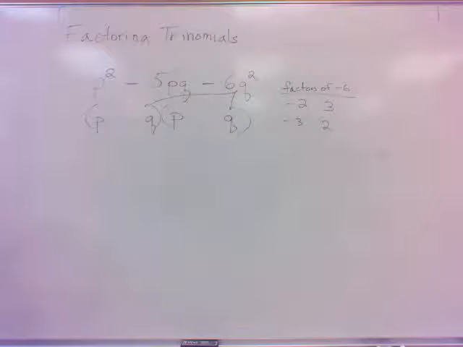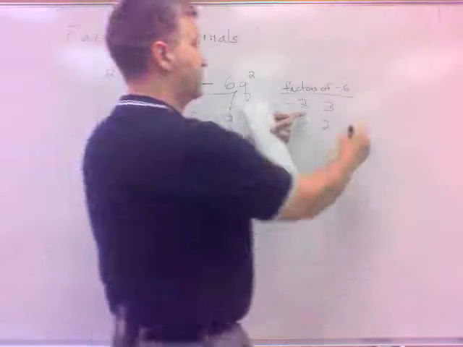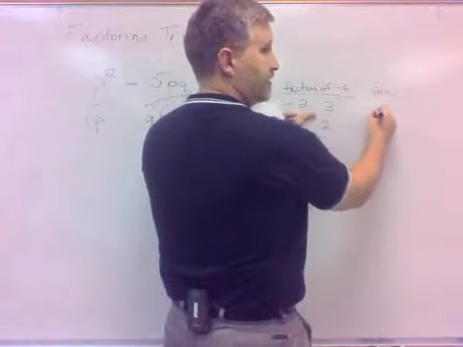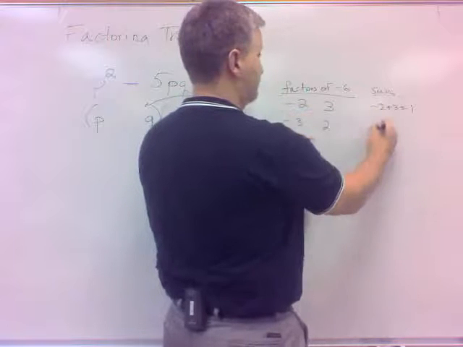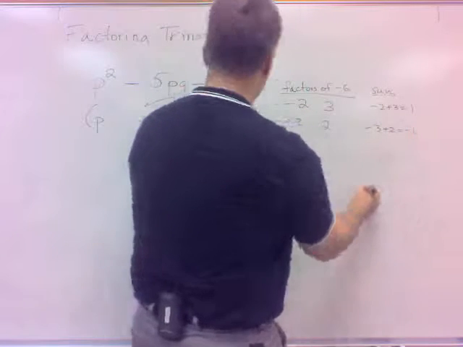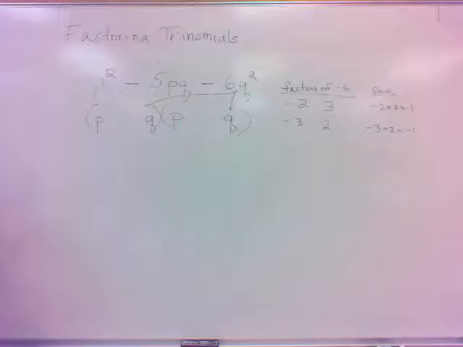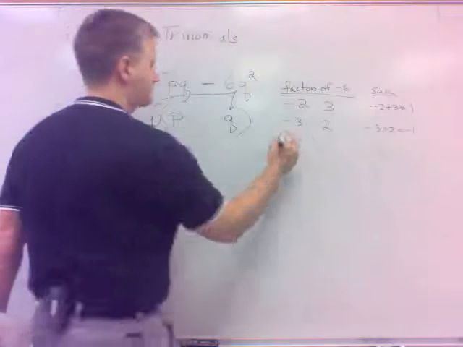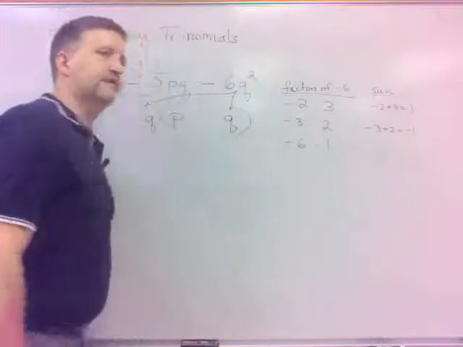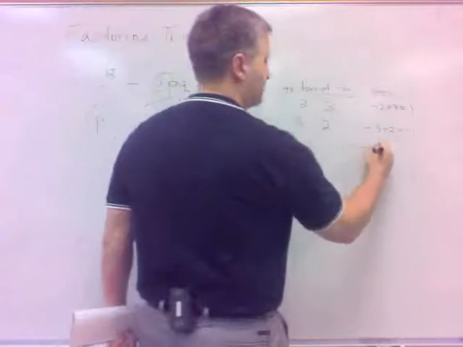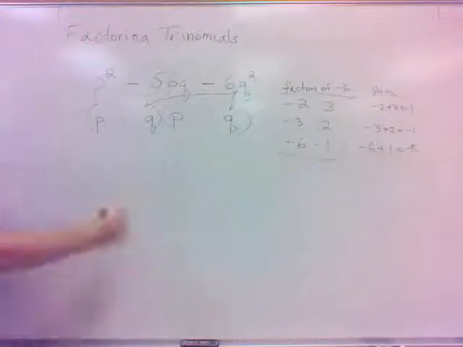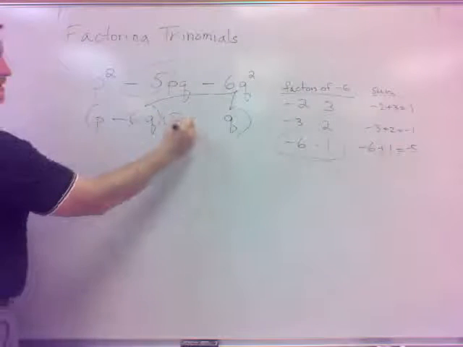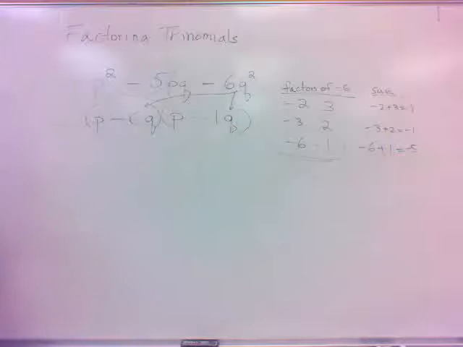Neither one of those works out. Why not? If you add those together, you don't get the right thing. That's positive 1. Right? Negative 3 plus 2 gives me negative 1. I need it to be a negative 5. So what else is there? 6 and 1. I could do a negative 6 and a positive 1, couldn't I? Negative 6 plus 1 gives me negative 5. So that's it. So I want to put a negative 6q and a positive 1q.